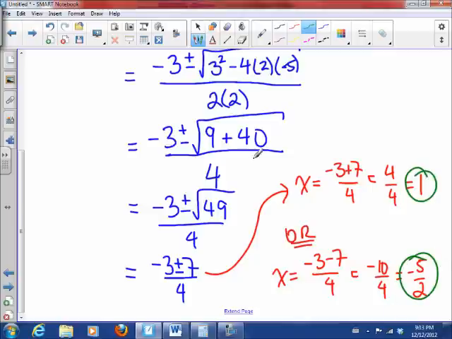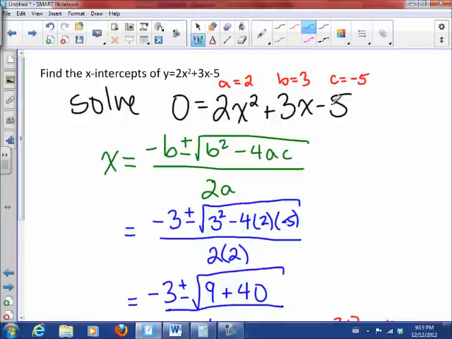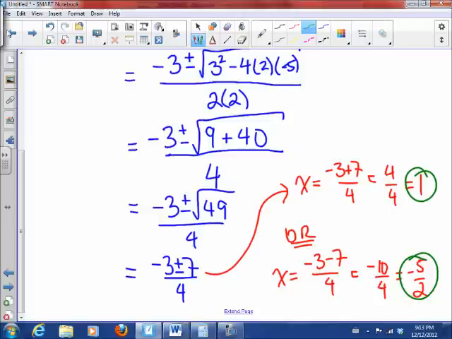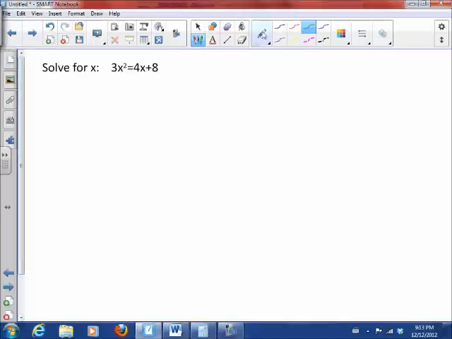If you need to see that example again, please rewind. But you see how we started with standard form, used our quadratic formula, and we got two answers. So now let's see another example.